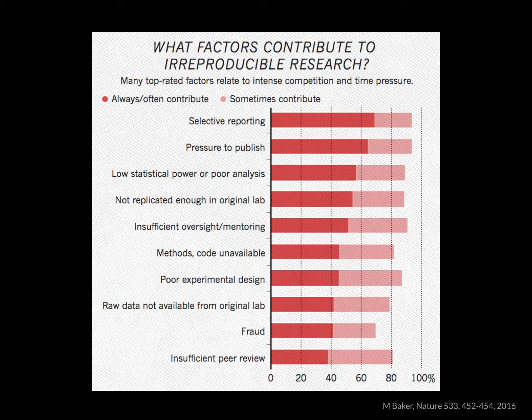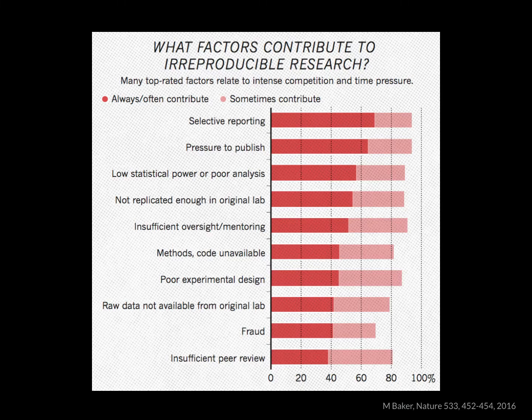At the very top here, with almost 100%, something that either always or sometimes contributes to irreproducible research is selective reporting. And there's sort of more social things such as pressure to publish, low statistical power. There was not enough replication, or not enough oversight and mentoring. That's basically blaming, I guess, the mentors, or a way for the students to blame their mentors. But the methods or code were unavailable. There was poor experimental design, et cetera, et cetera. Fraud, actually pretty high up on the list. It's almost 70%. People think that fraud contributes to irreproducible research.